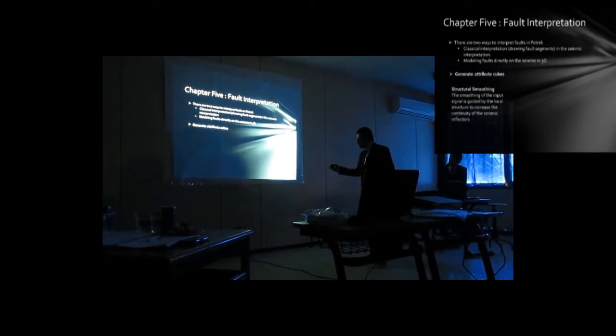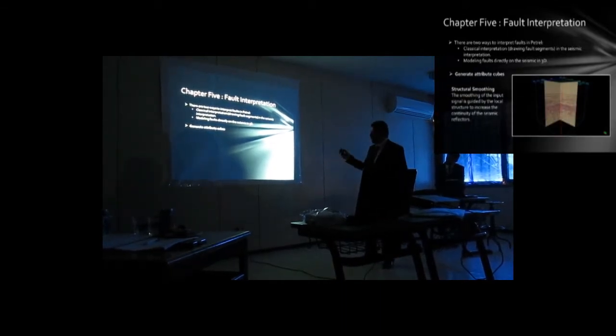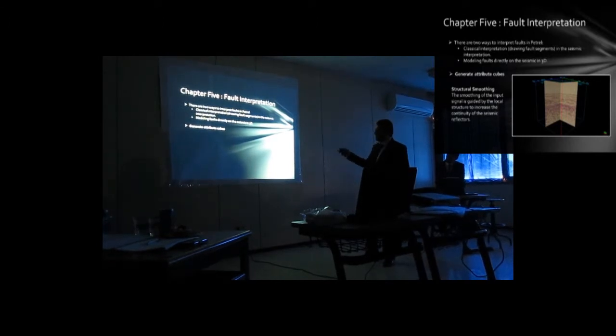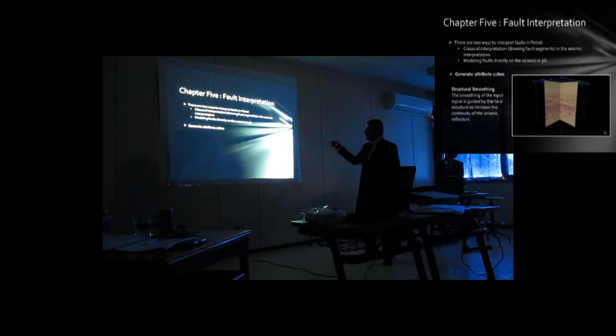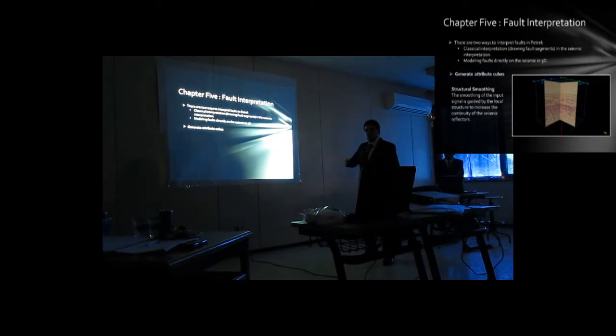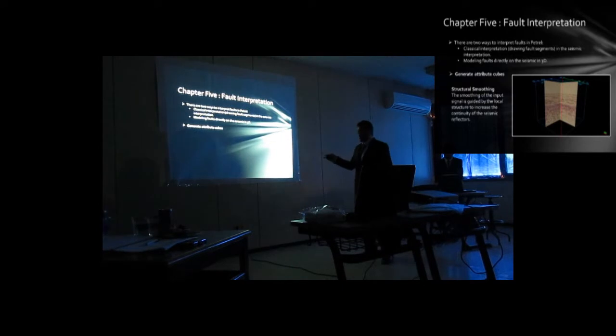But before going to the fault interpretation, we need to generate attribute cubes, which will help us identify the fault places, as the last cube will show as an anti-tracking. Anti-tracking will show the discontinuities in our area, which by seeing this discontinuity, we'll know this place is for faults.